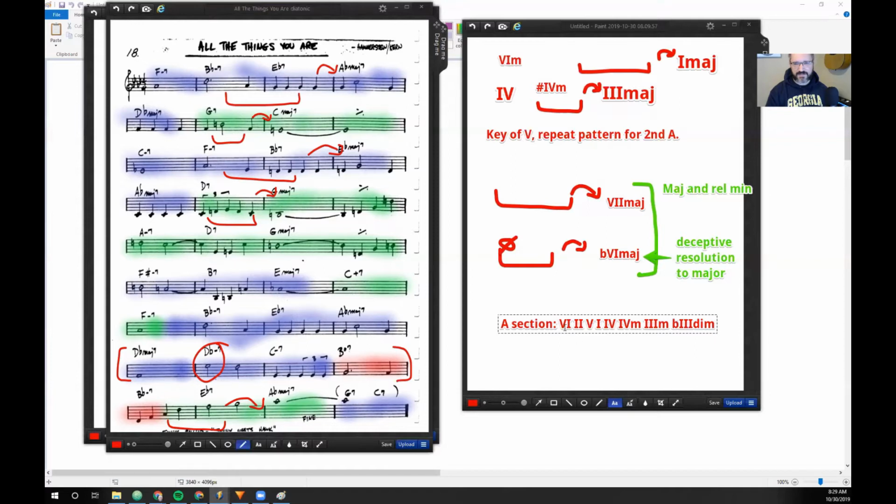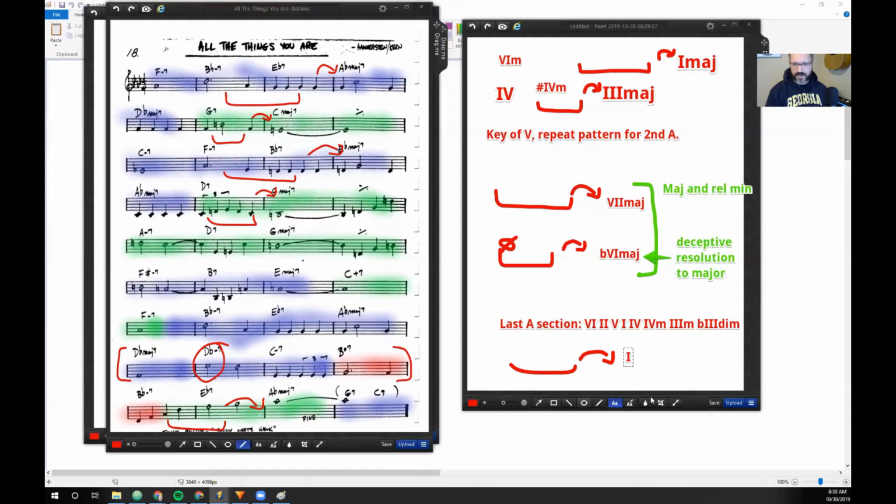So our last A section is 6, 2, 5, 1, 4, and then 4 minor, flat 3 minor, and flat 3 diminished, leading to 2, 5, 1.